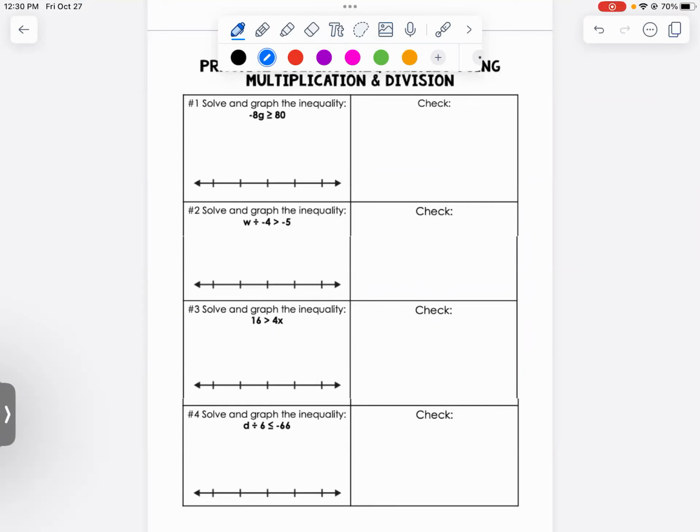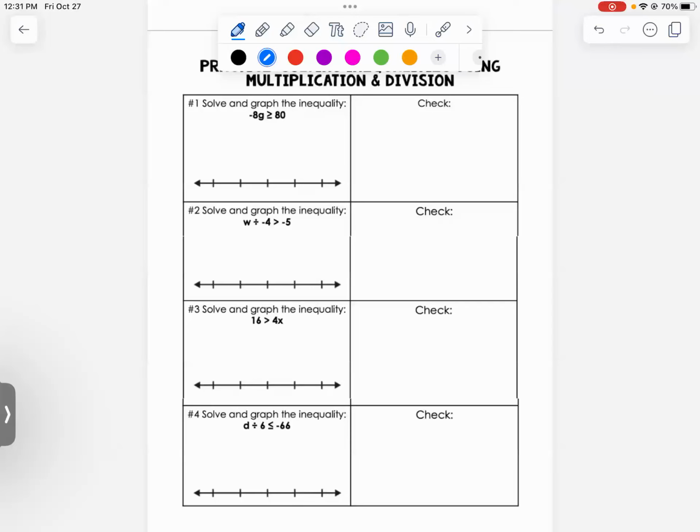Okay. I'm gonna give you a couple minutes to do the 4 problems on page 13. Please pay attention, because if you are multiplying or dividing by a negative, the inequality flips. But if you're multiplying or dividing by a positive, it will not.